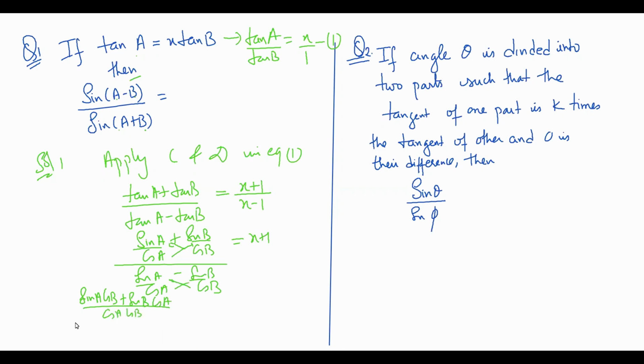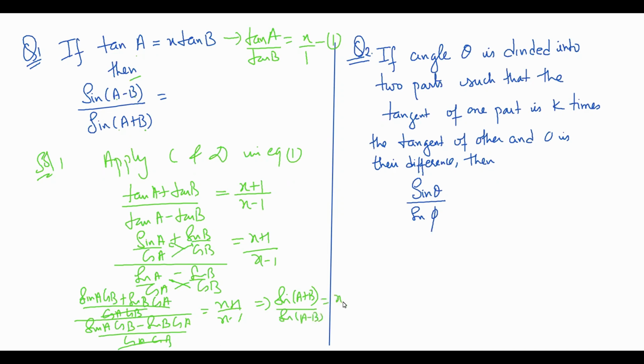Similarly, in the denominator, what I get is sin A cos B minus sin B cos A upon cos A cos B. Further solving, these two get cancelled out with each other, and this is an identity. Sin A cos B plus sin B cos A is sin of A plus B. And in the denominator, I have sin A cos B minus sin B cos A, that is sin of A minus B.